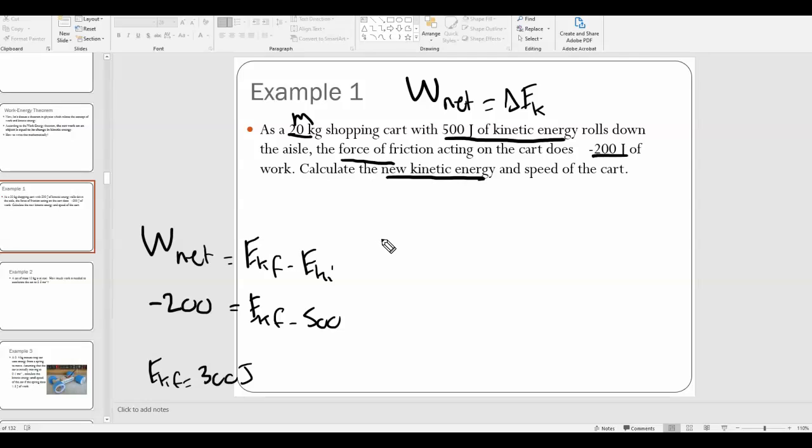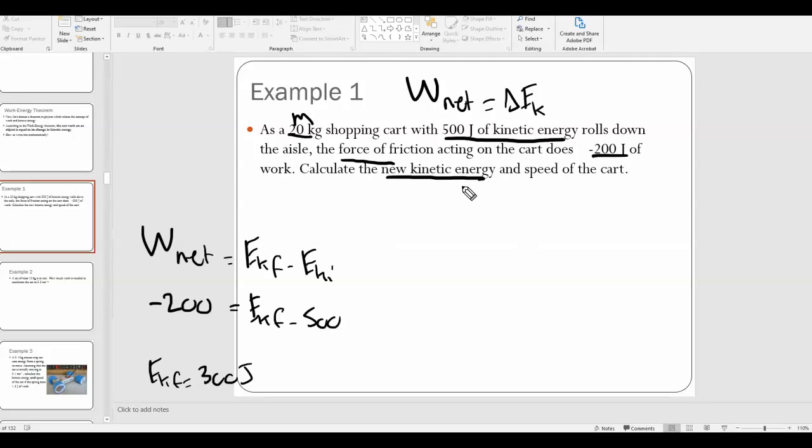Hopefully you got that. Now, you can answer this really quickly if you understand the concept. Remember, concepts are always important in physics because work is the transfer of energy to or from an object. And so when we say negative 200 joules of work is done, that's the same thing as saying that friction takes away 200 joules of energy from the shopping cart. So if it has 500 joules to begin with and you take 200 joules away, that gives you 300 joules, which is what we got as the answer.